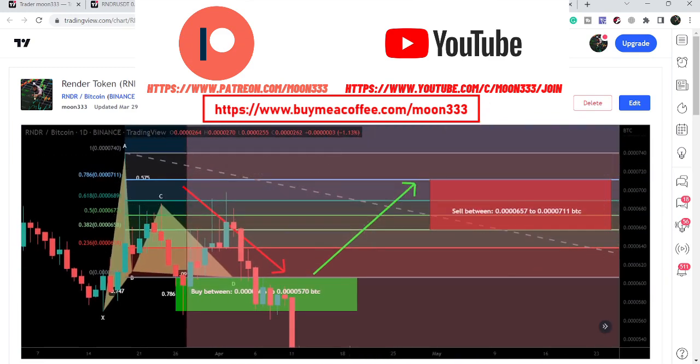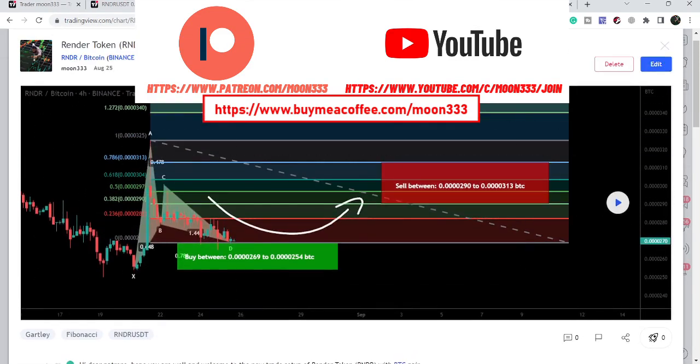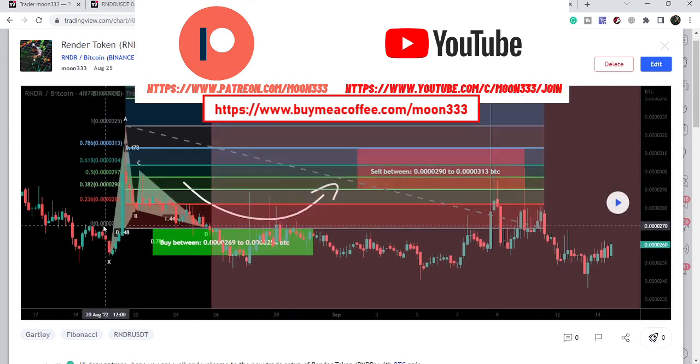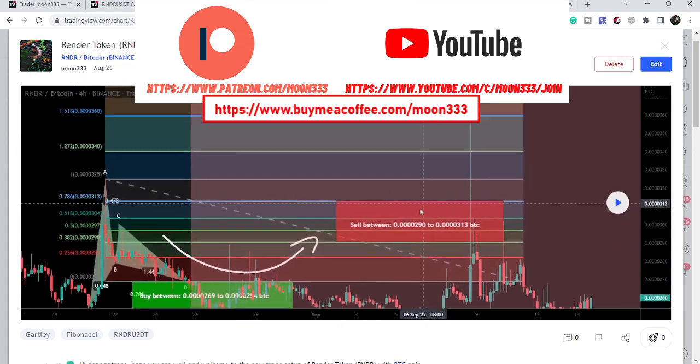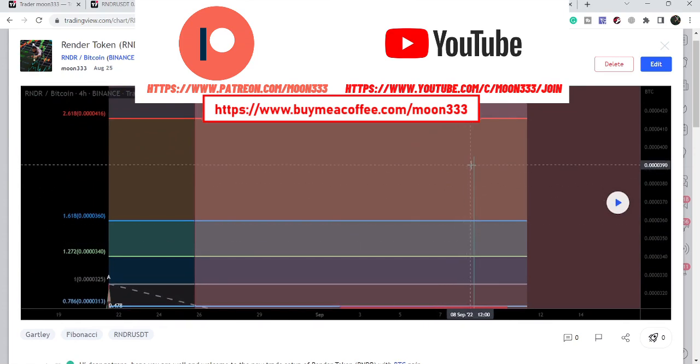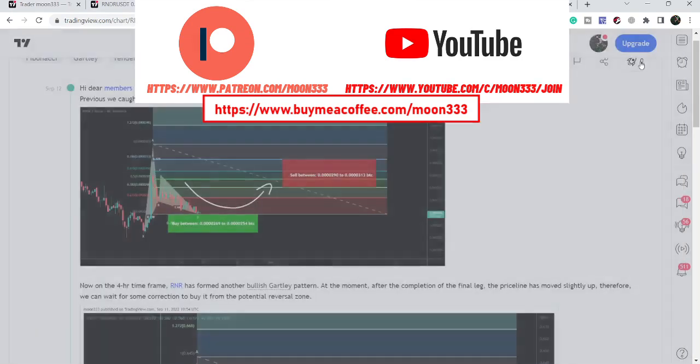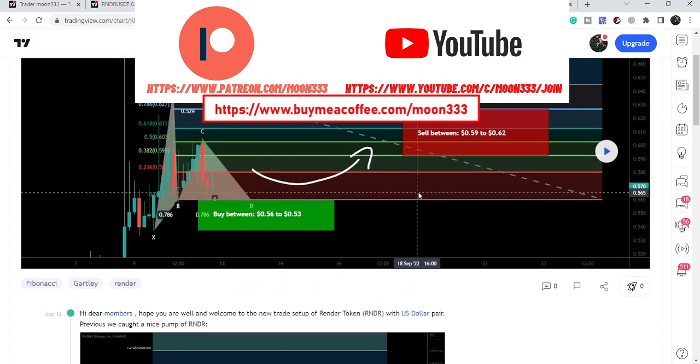After that, I shared this idea. Let me show you the idea that I shared on 25th of August. After playing this chart, we can see that the price line again nicely turned bullish, and this was more than a 55% pump. You can see the price line rallied up to 0.000395. This was also with the Bitcoin pair.